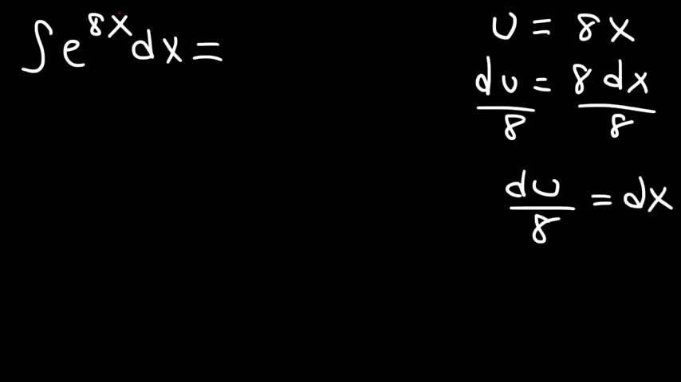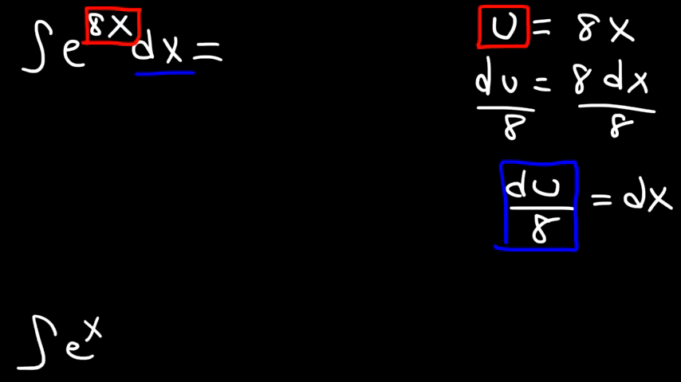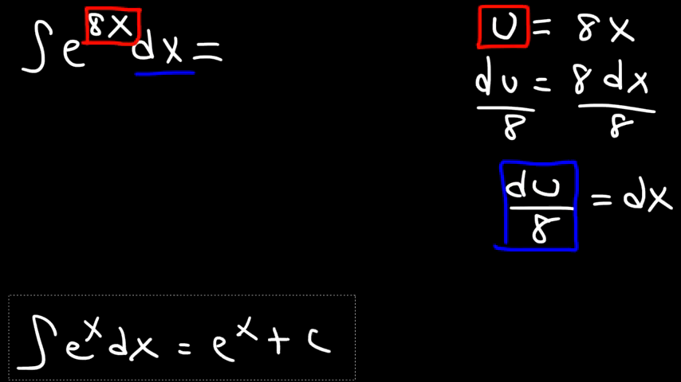Now, let's replace 8x with the u variable, and let's replace dx with du divided by 8. Now, it's important to understand that the antiderivative of e to the x is e to the x plus c. And this is something that you need to commit to memory. So make sure you know that expression.